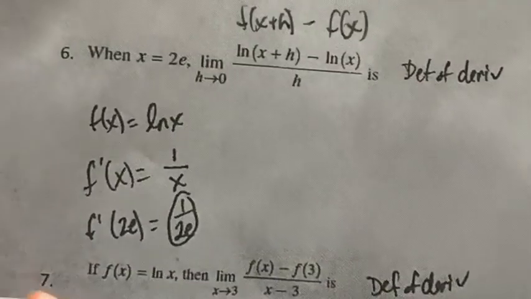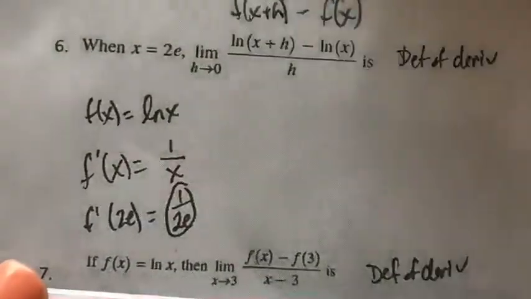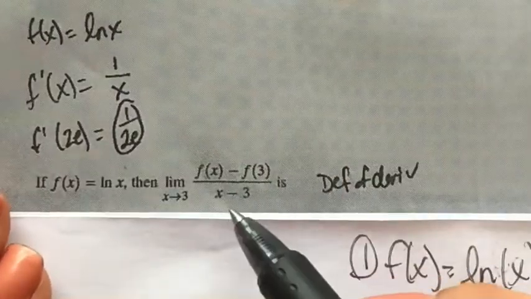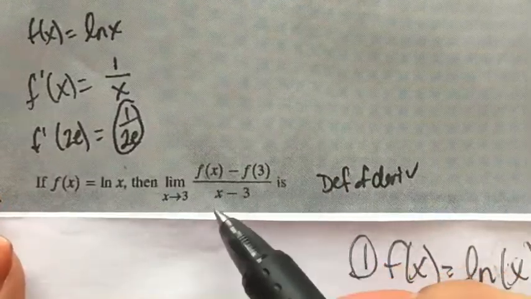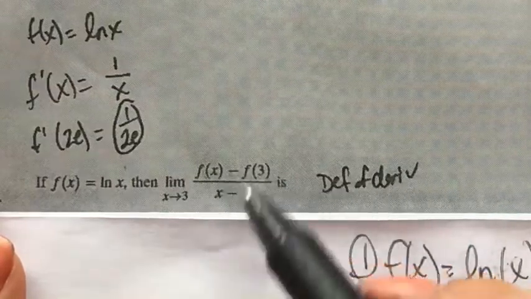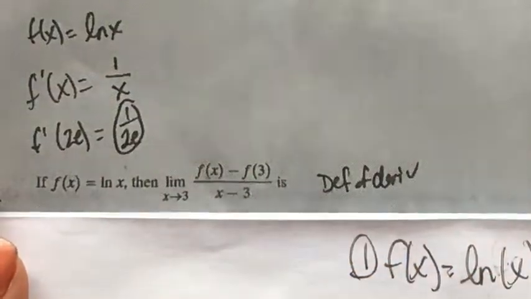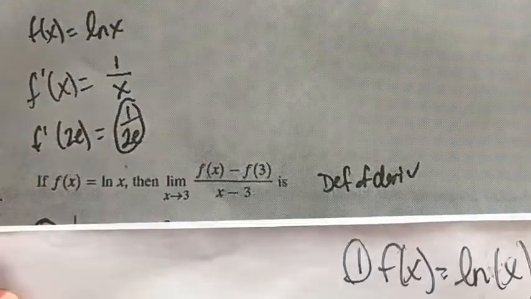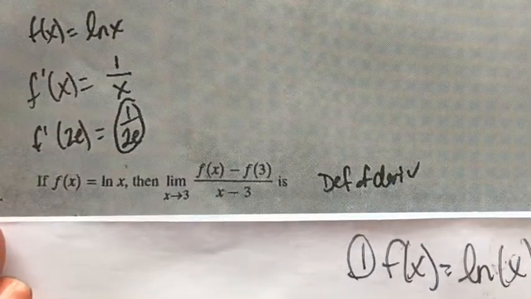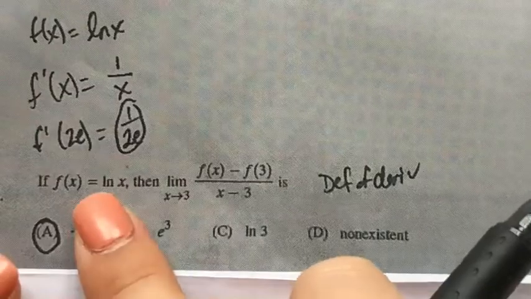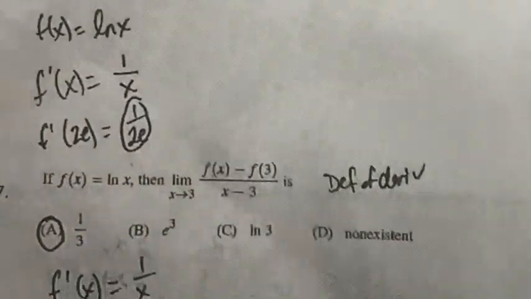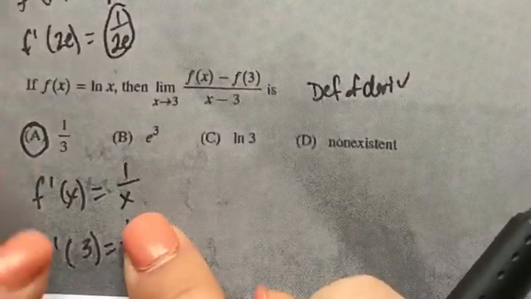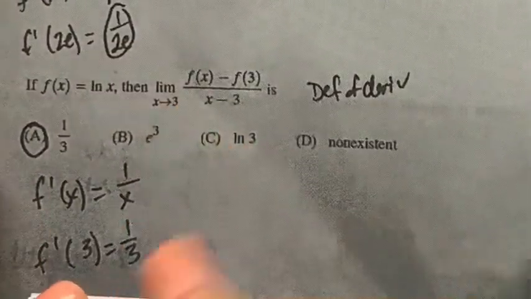Okay, the next one, a little tip. This is the other definition of a derivative. How do you know this is the definition of a derivative? This should remind you a lot of slope: y2 minus y1 over x2 minus x1. Slope is derivative. Derivative is slope at a point. So here we go. Try to do it. Okay, my function is ln of x, so the derivative is 1 over x. And I plug in the 3, which gives 1/3.